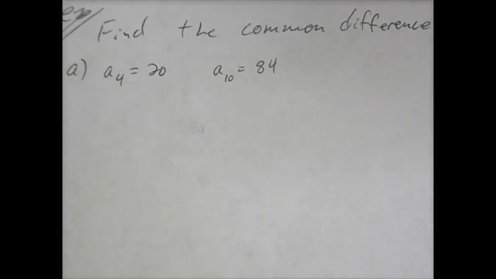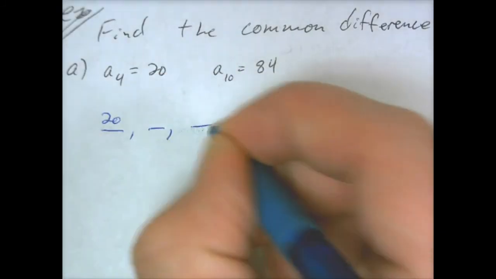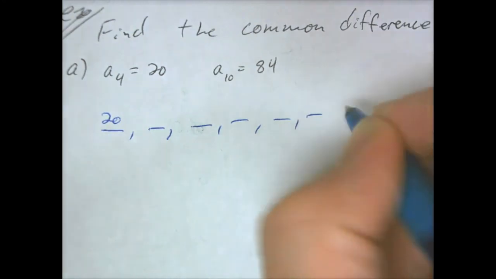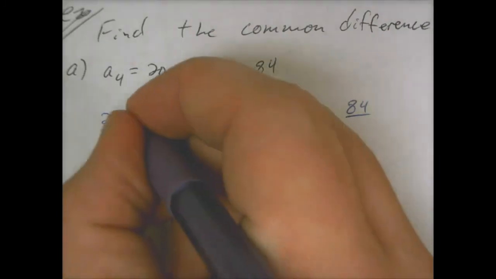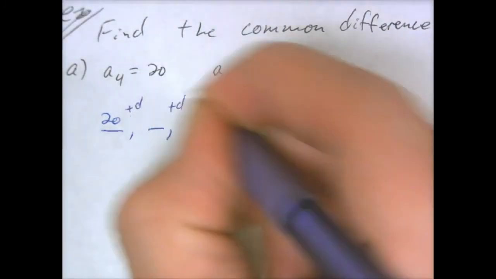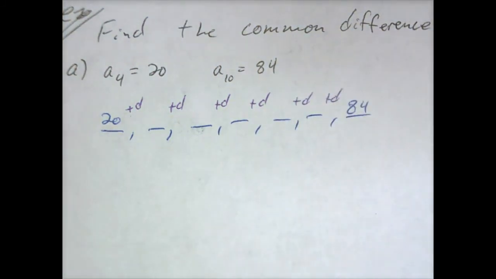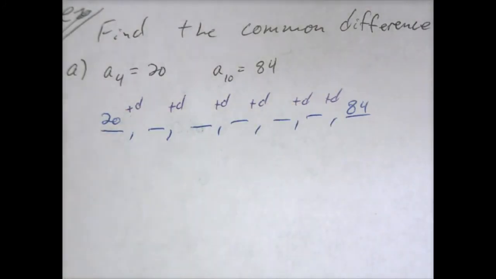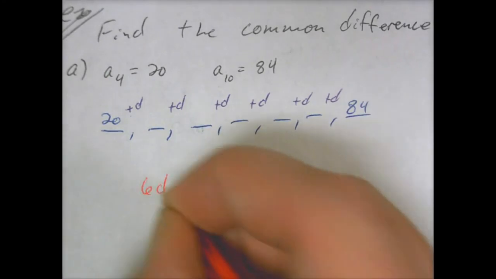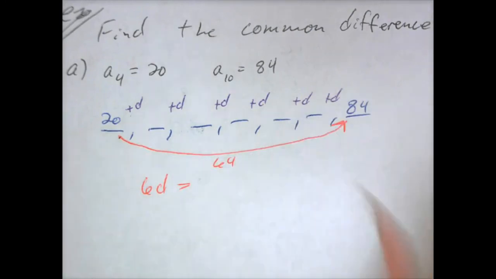Alright, and in this one, we are given a couple of terms and it's asking us to find the common difference. Well, notice it gives us the fourth term, 20th. We don't have the 5th, 6th, 7th, 8th, or 9th, but I have the 10th is 84. If it adds the same number, I'm adding the difference 1, 2, 3, 4, 5, 6 times. So I know 6 times the difference is the difference altogether, which would be 64.